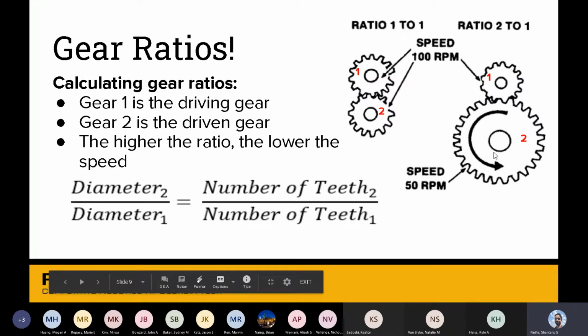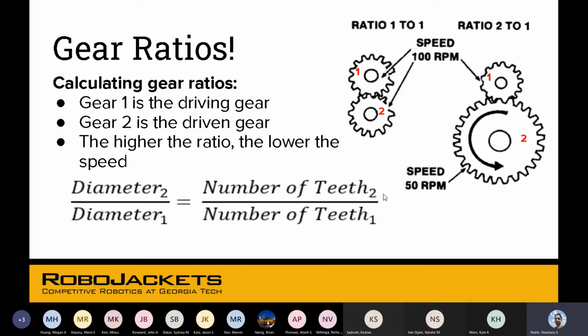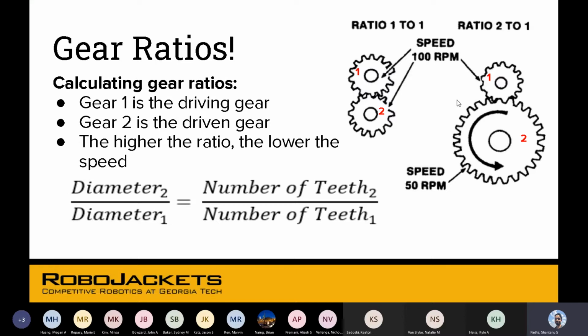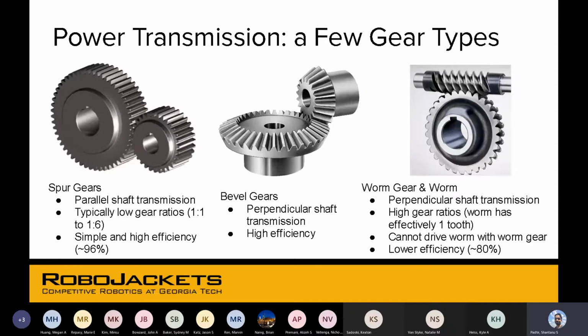And so that's the more important number. So you compare the number of teeth for more clarity. And also it's just kind of easy to remember. Larger gears move slower, smaller gears move faster. So even if you forget this formula, you should just kind of keep that much in mind. And so this is what we meant earlier.